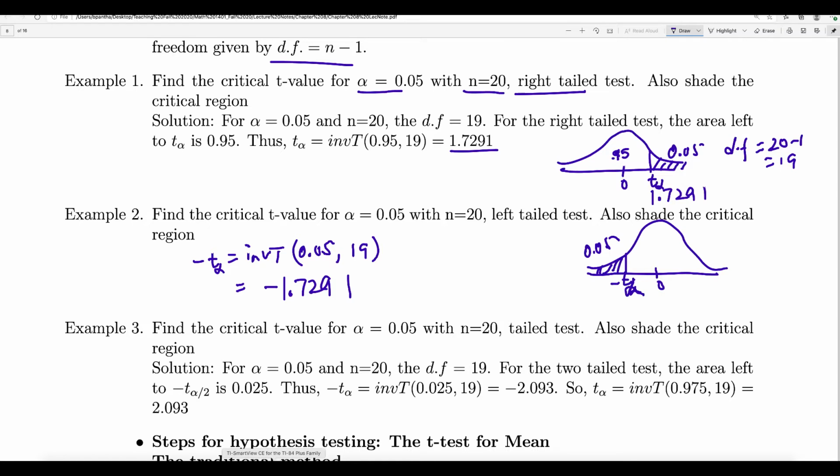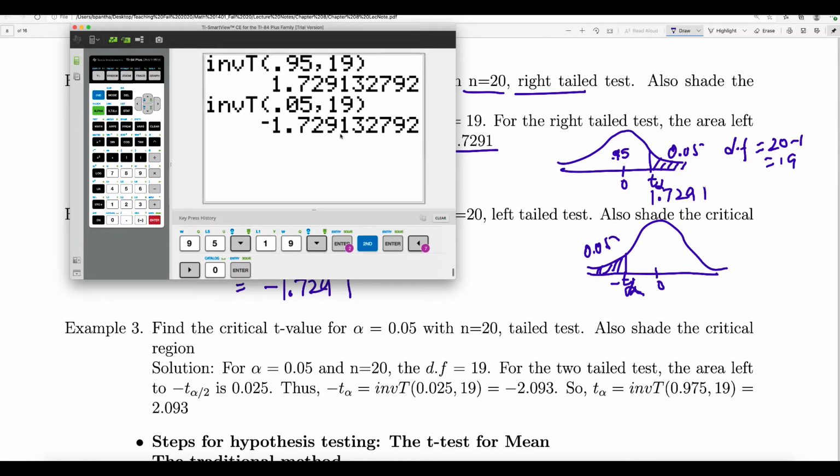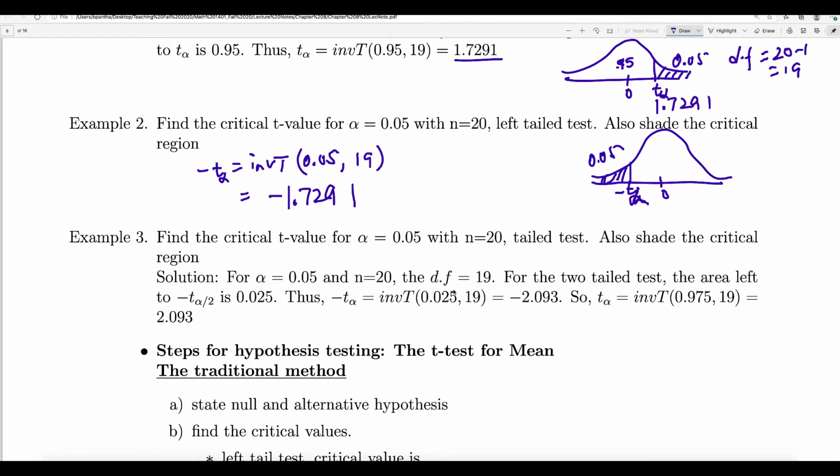Let me show you that. Let me copy that inverse t, and instead of 0.95, we will have 0.05, with 19 degrees of freedom, and we get negative 1.7291. That's what you get. Now, if it is a two tail test, then you will have to divide that 0.05 into two halves, so 0.025.